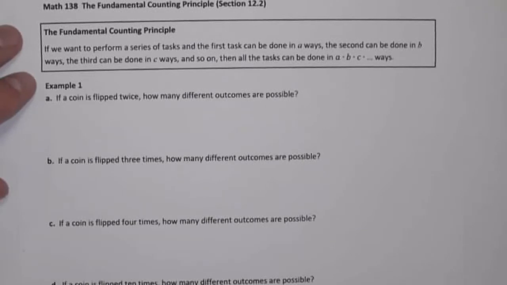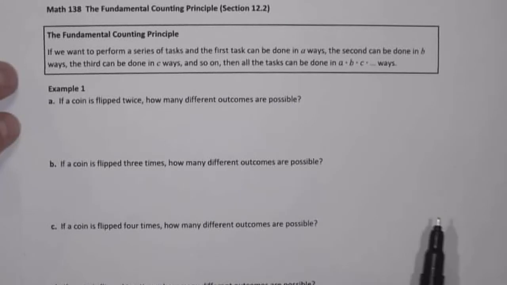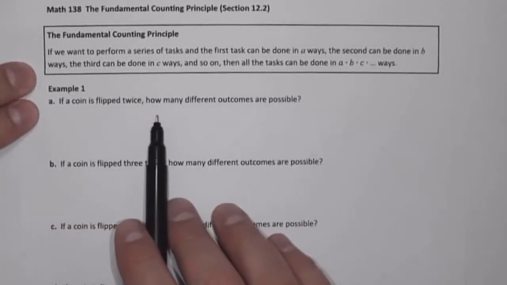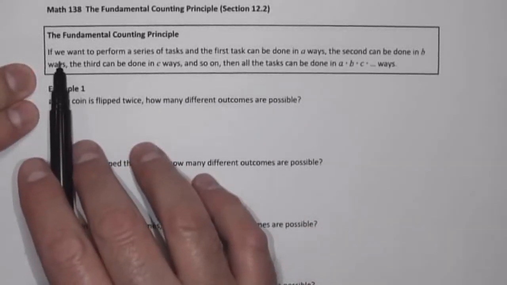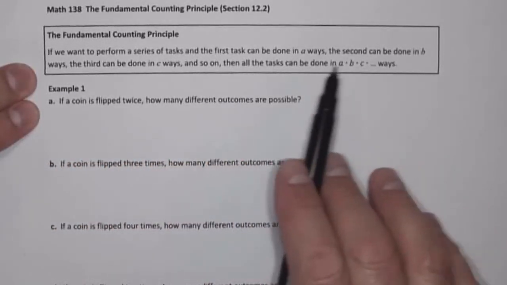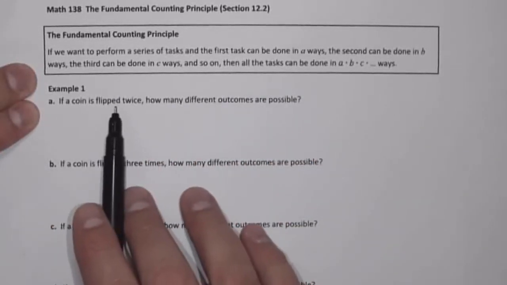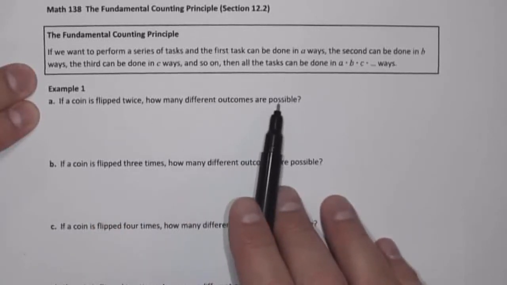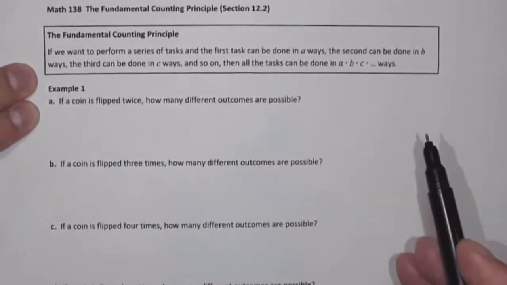So in example 1, we're going to begin by revisiting a couple of examples that we've seen previously. Example 1. If a coin is flipped twice, how many different outcomes are possible? Well, this time, instead of doing a systematic list like we did in previous videos, I want to use the fundamental counting principle. So in this particular case, we're going to flip a coin twice. We want to know how many different outcomes are possible. Well, we can use the fundamental counting principle as follows.